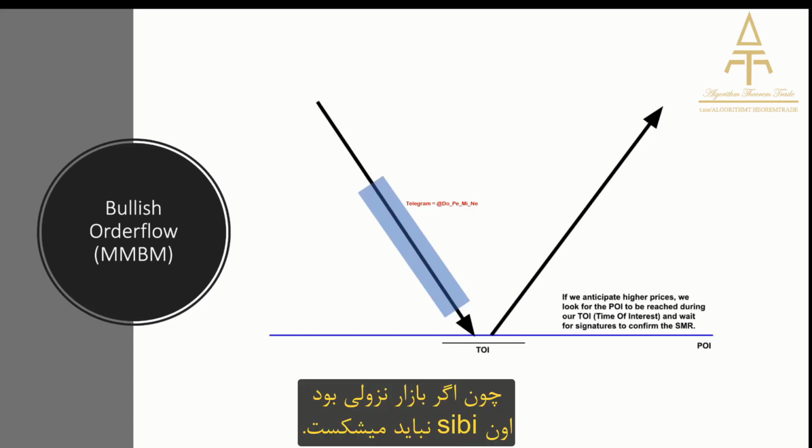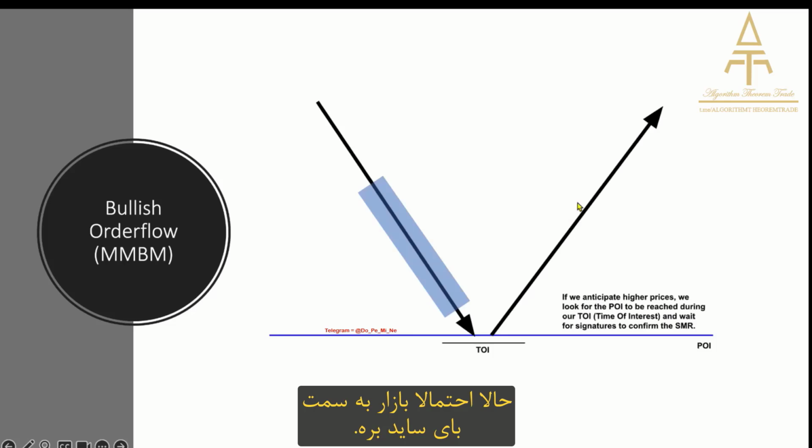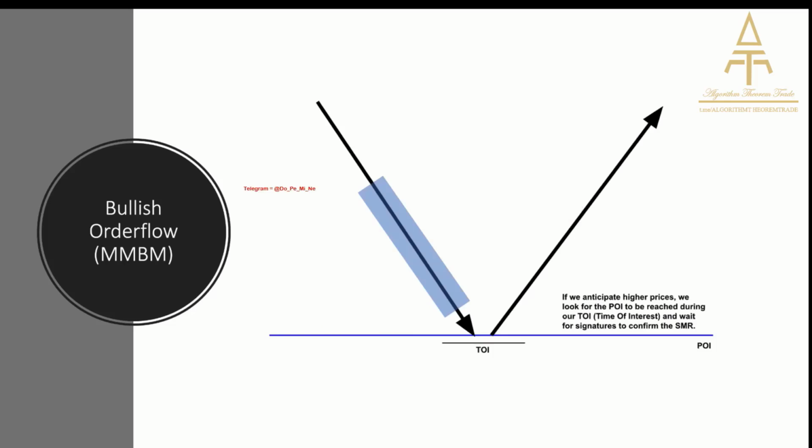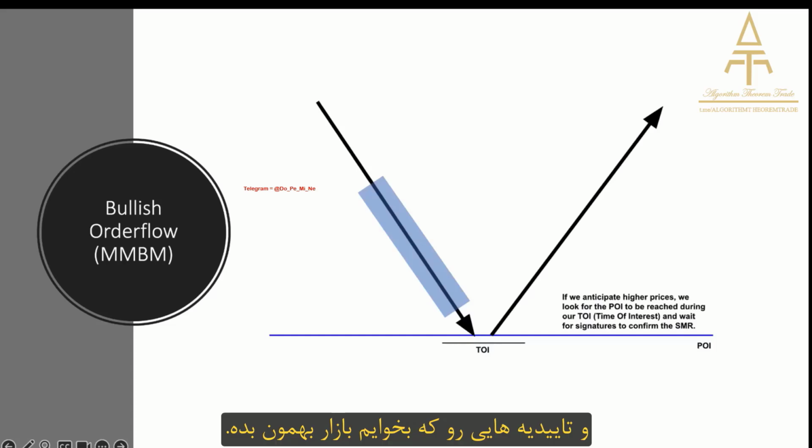The reason why that's important to note is because if the market were bearish, that CB would not get broken, it would not get violated. So if it does get broken, as we can see occur, then we can say, okay, now buy side is likely to be the draw next. But only if our point of interest has been reached during a time of interest and we see the confirmation signs that we will be looking for.